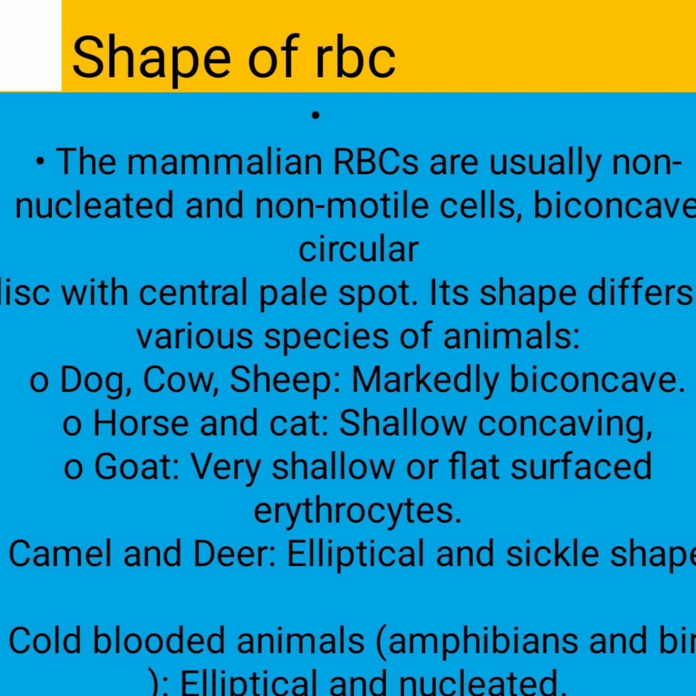Horse and cat, it is slightly concave. Goat, it is very slightly concave or flat. Camels and deer, it is elliptical and sickle shaped. In cold-blooded animals like amphibians and birds, the shapes are elliptical and they are nucleated.